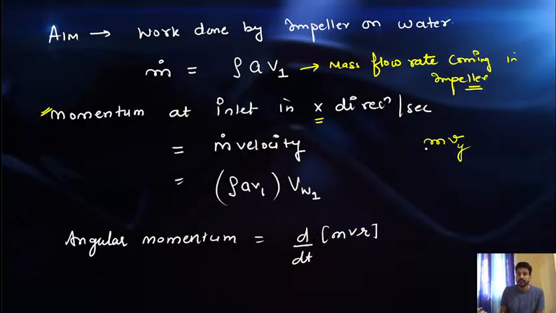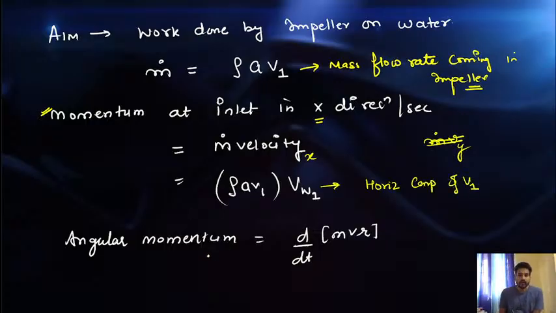That's it. If you are talking about the rate, then instead of mass, take the mass flow rate. Okay, so what is the momentum at the inlet in the x direction? Mass flow rate multiplied by the velocity. Which velocity? In the x direction. So this is my mass flow rate, and the velocity in the x direction is VW1, the horizontal component of V1, right?